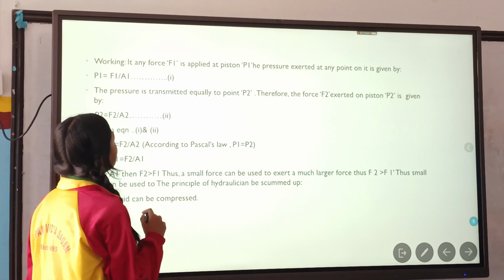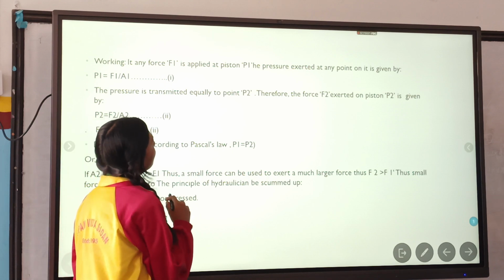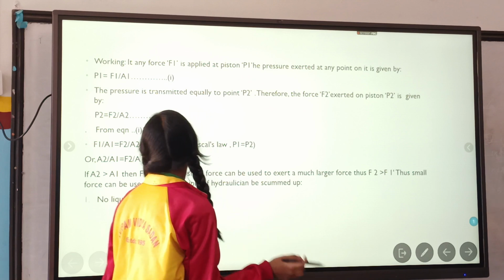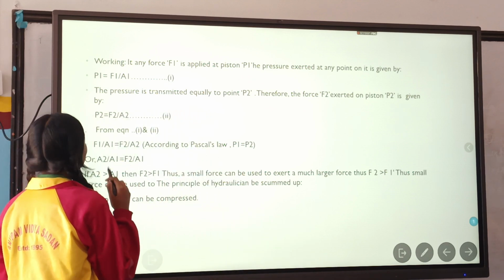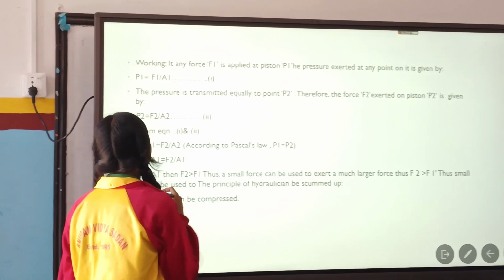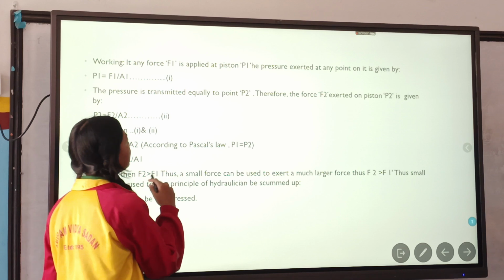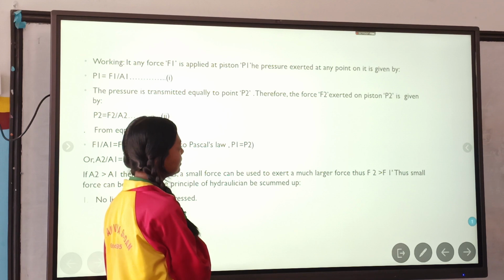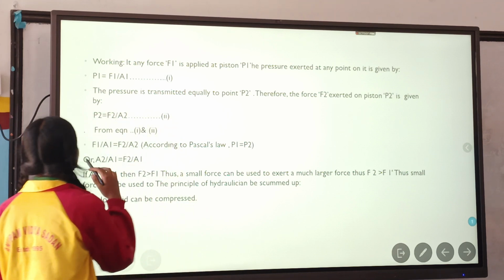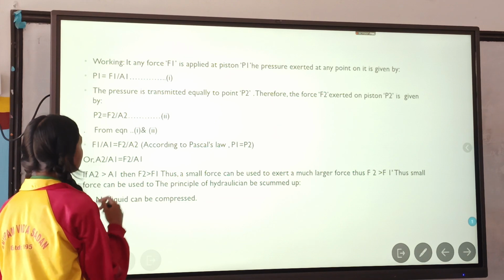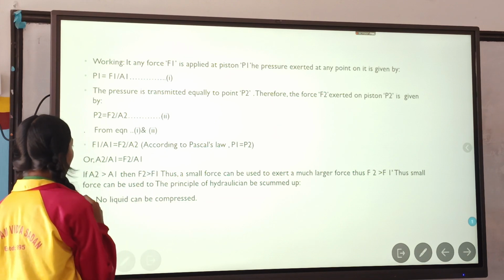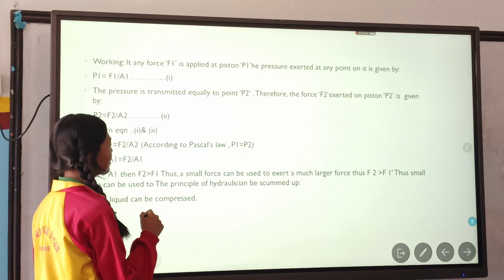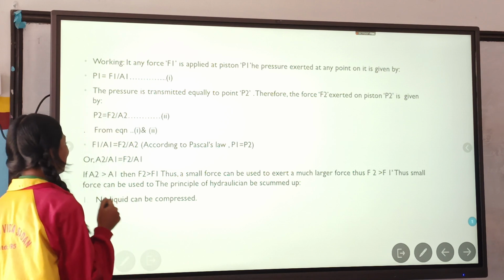If any force F1 is applied at the piston P1, the pressure exerted at any point on it is given by P1 equals F1 by A1. The pressure is transmitted equally to the piston P2. Therefore, the force F2 exerted on the piston P2 is given by P2 equals F2 by A2. From equation 1 and 2, F1 by A1 equals F2 by A2 according to Pascal's law, P1 equals P2.